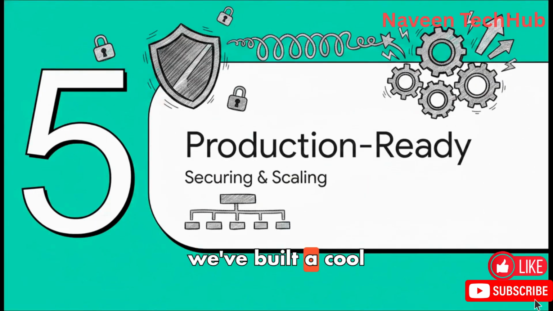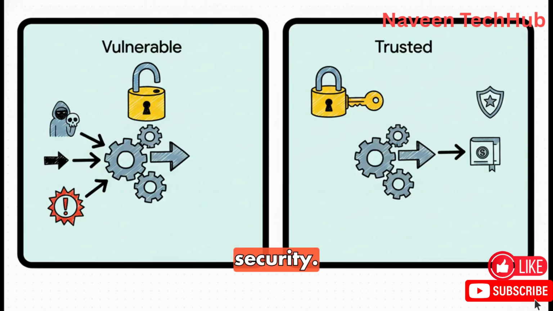All right, we've built a cool interactive webhook, but now it's time to level up. We need to take this from a fun little project to something that's truly production ready. That means it needs to be secure and able to handle some serious traffic. First things first, security. By default, your webhook URL is public. Anyone who finds it can send you data. That's a huge problem. You need to make sure you're only letting the right people in.